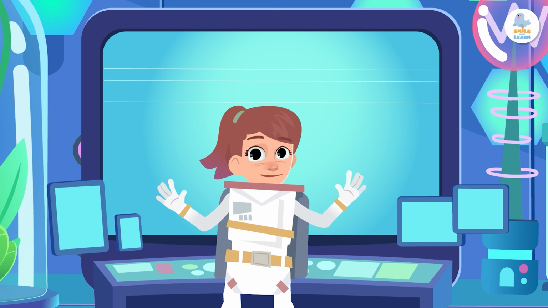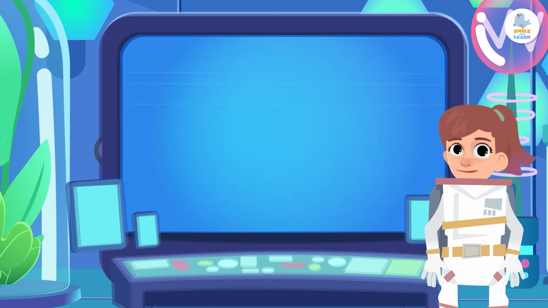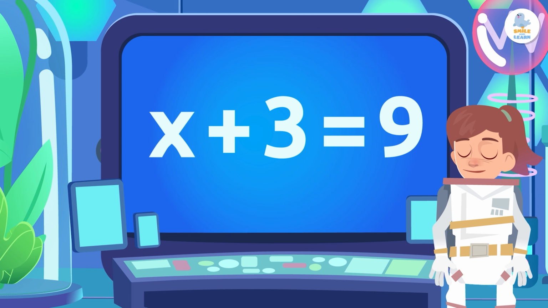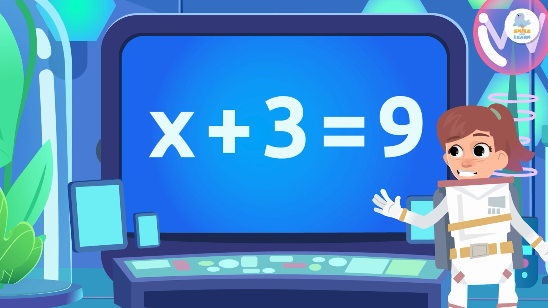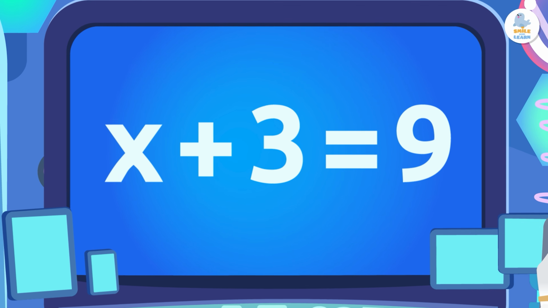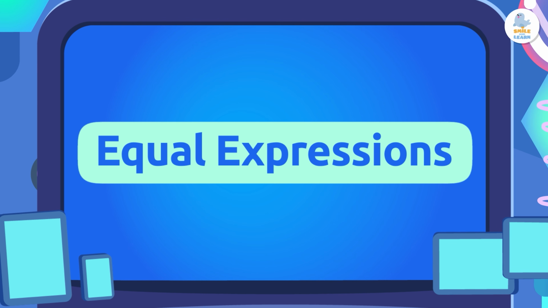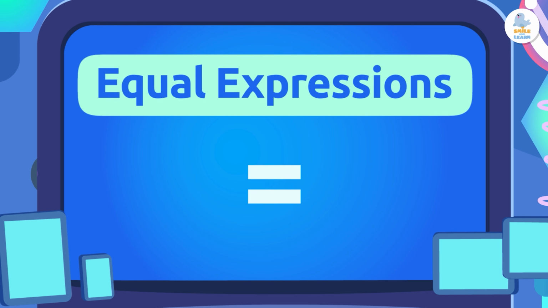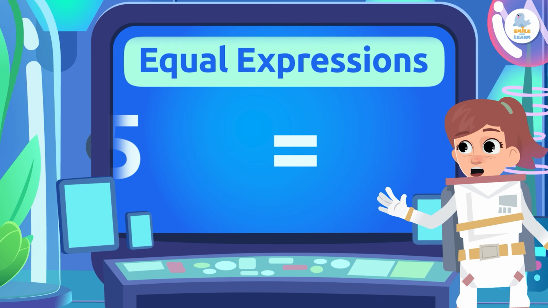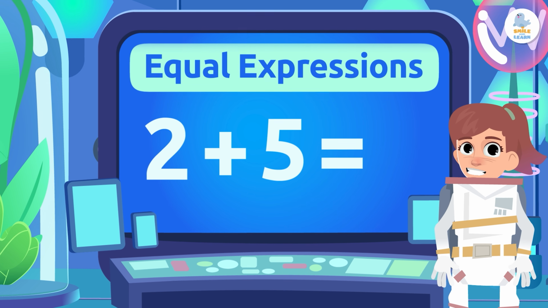What is an equation? An equation is a mathematical statement that shows that two expressions are equal. There is one expression on the left and one on the right, with an equal sign in the middle. The two equal expressions have the same value. That is why there's an equal sign. For example, 2 plus 5 equals 7.